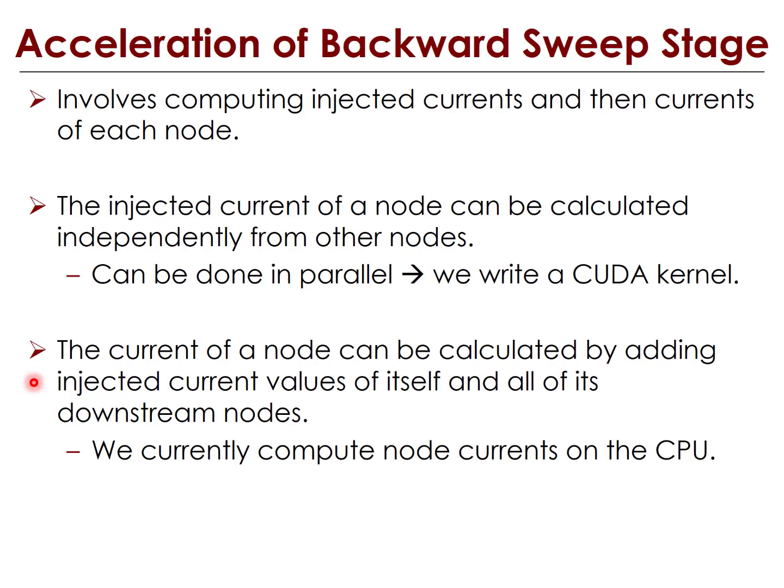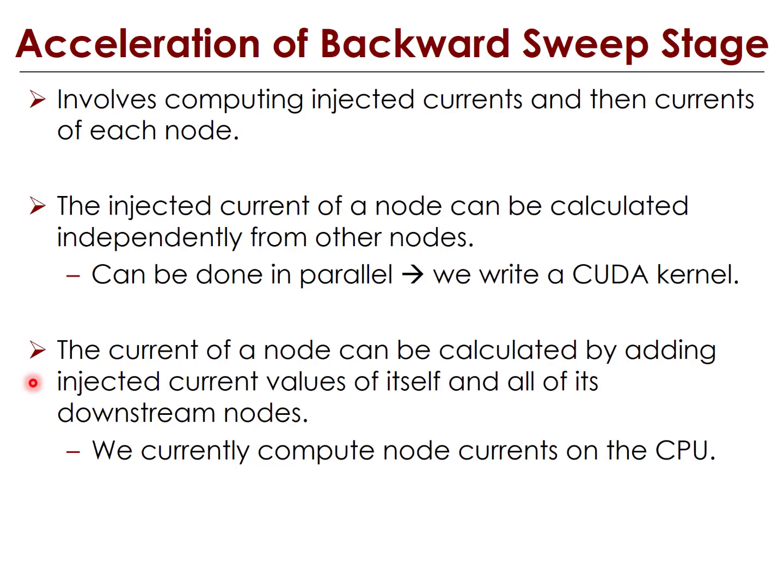It is because in a tree structure, each node has one single immediate upward node, which makes the node voltage computation a good fit for parallel segmented scan. However, since each node can have multiple immediate downstream nodes, using parallel segmented scan for node current computations is not a viable option.